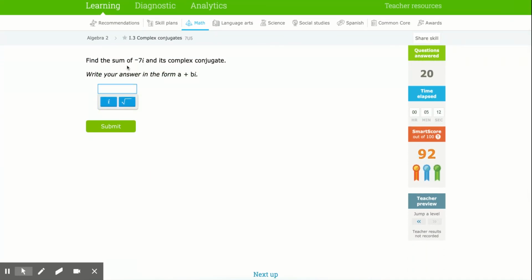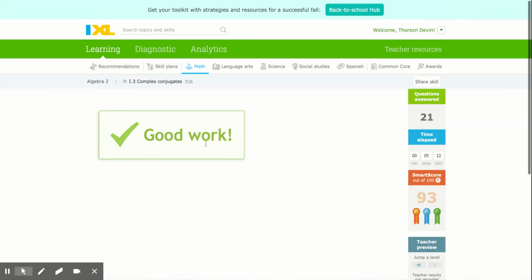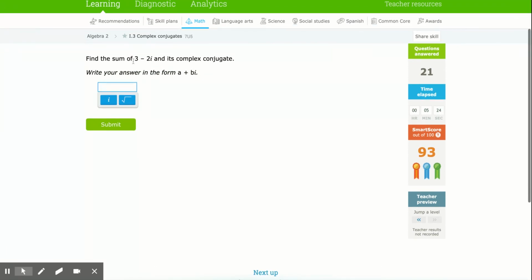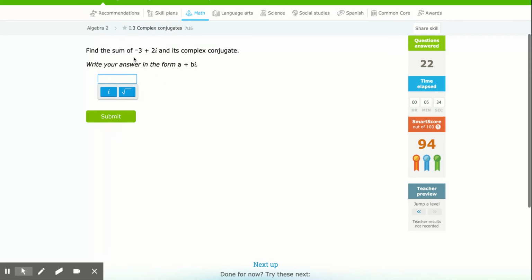Now this one, if I found the sum of negative 7i and its complex conjugate, I do change the sign. So what's negative 7i plus a positive 7i? Well, that's 0. Okay, find the sum of this and its complex conjugate. Well, 3 plus 3 is 6, and the negative 2i plus a positive 2i would cancel, and we're just left with the 6.